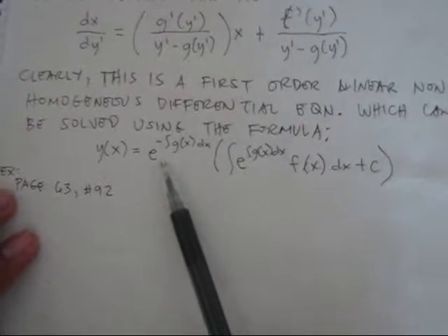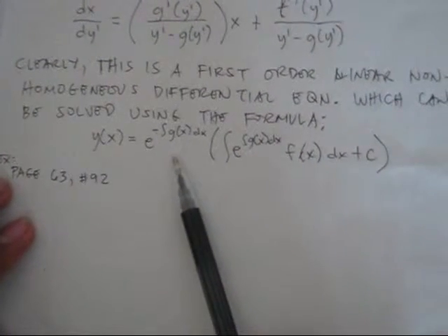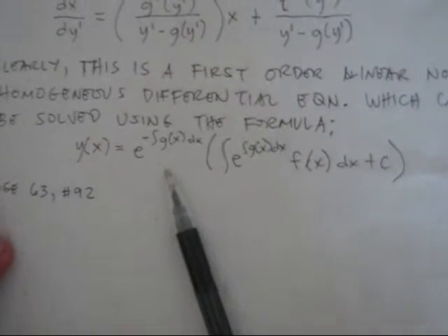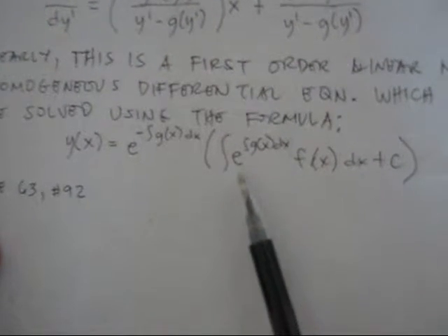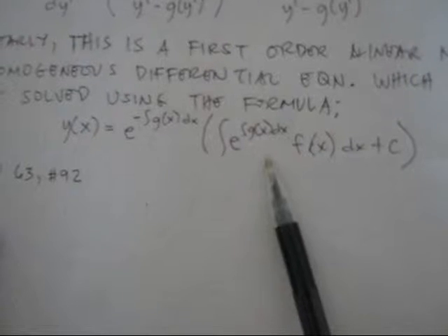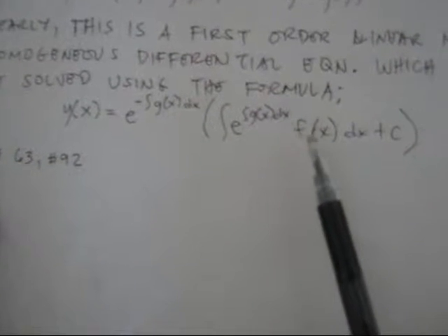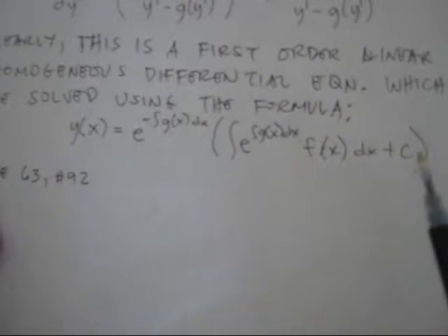y of x is equal to e raised to the negative integral of g of x dx times the quantity of the integral of e raised to the integral of g of x dx times f of x dx plus c.